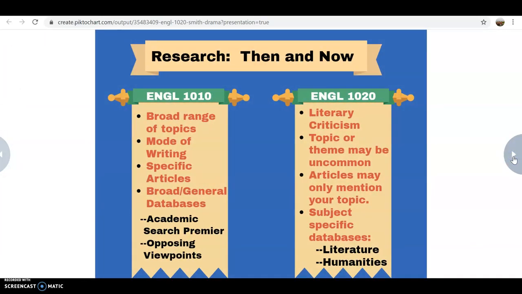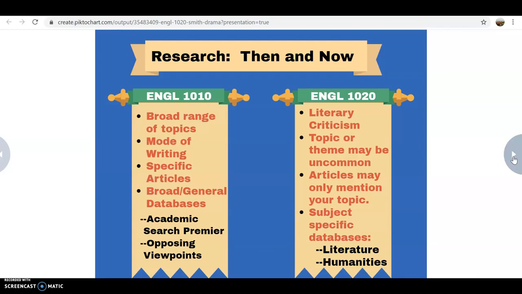So very quickly, there are differences, like I said, between English 1010 and English 1020. In 1010, you were given a certain type of writing to go by: a definition paper, problem solution, exemplification. You had all these broad topics you could choose from, and there's a chance that you found articles in those general databases that really related to what you were talking about. So you had lots to choose from.